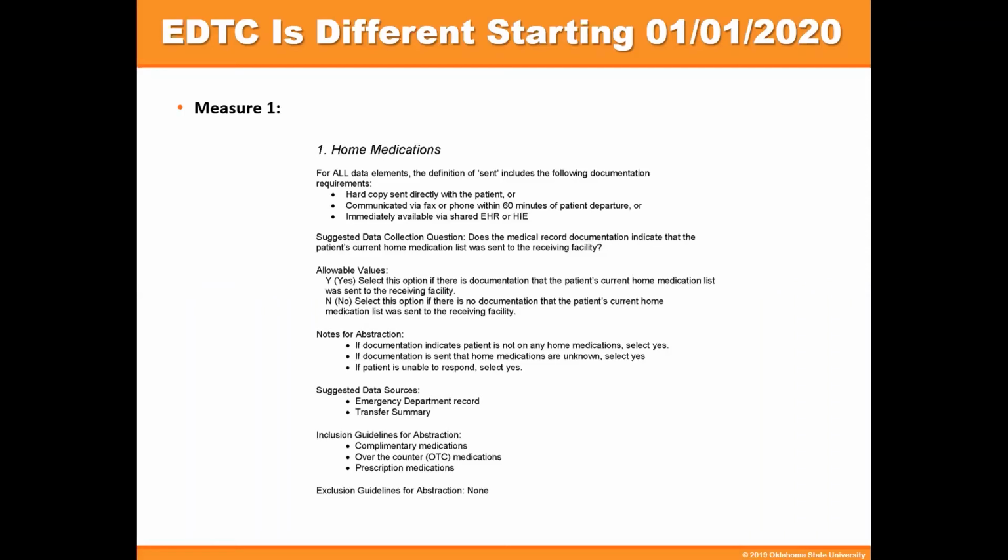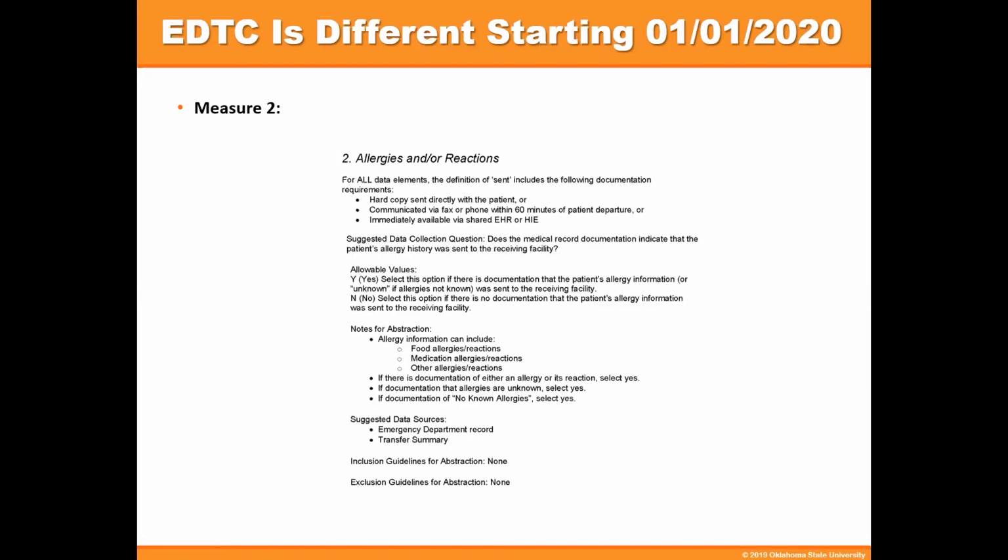Measure 1, home medications, is just making sure that we have documentation and listing of the medications the patient takes at home. We have notes for abstraction, and also where to find some of this data, inclusions, complementary medications, and over-the-counter medications, as well as prescriptions. Measure 2, allergies and or reactions, and that includes food and medication, which we are already capturing, with selected data sources being the ED record and or the transfer summary.